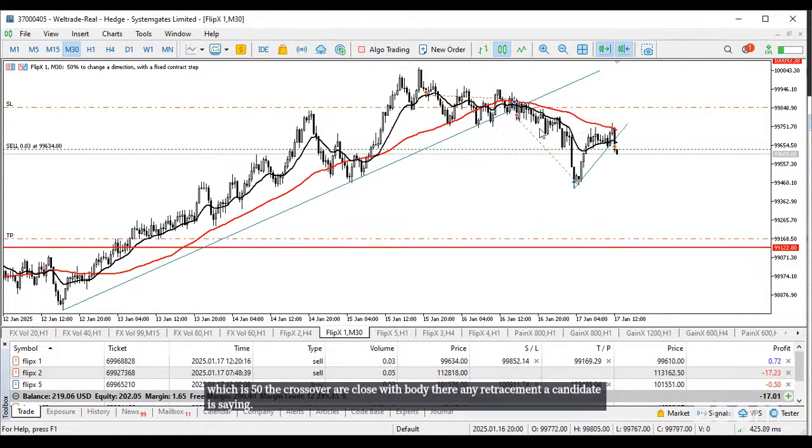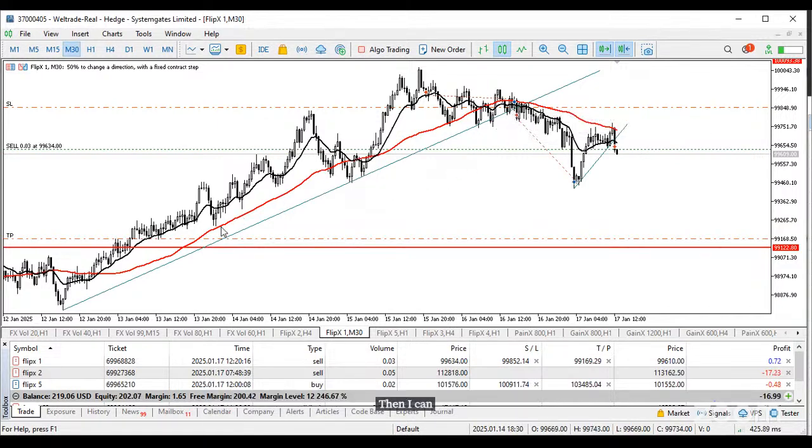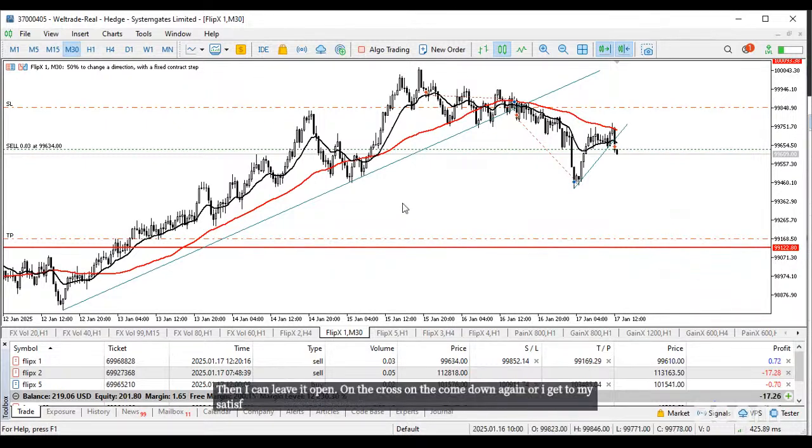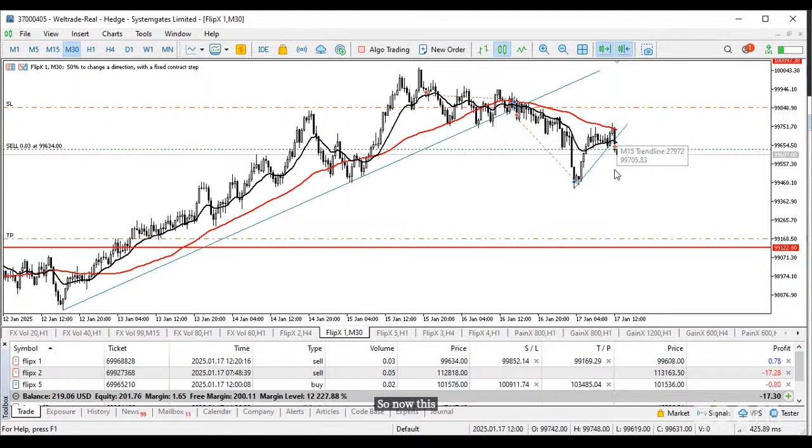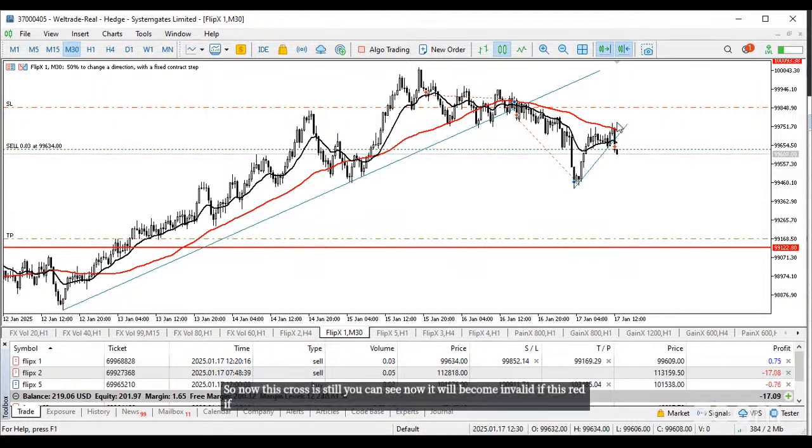Then I can leave it open until the cross comes down again, or until I get to my satisfaction, or wait for the cross, or take profit from the next support. Like in this case, immediately after the cross yesterday, I entered a sell here and set my target here. So this cross is still valid.